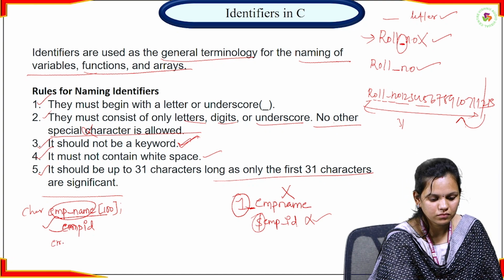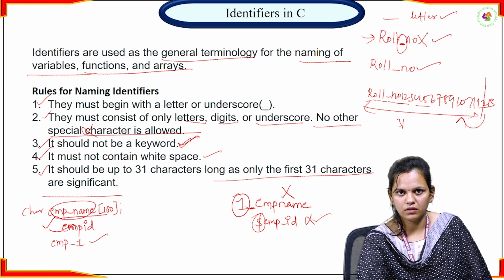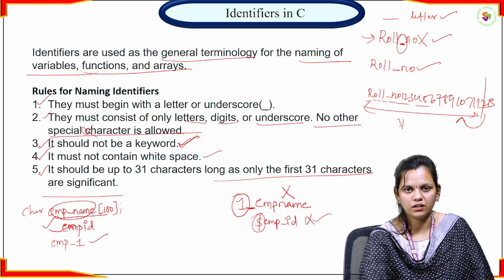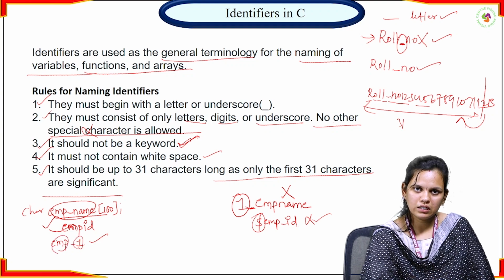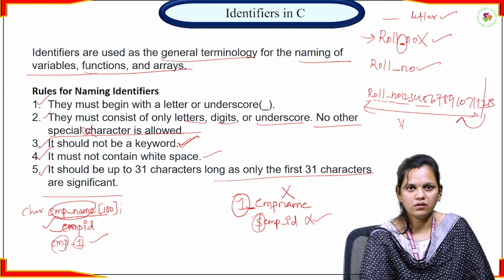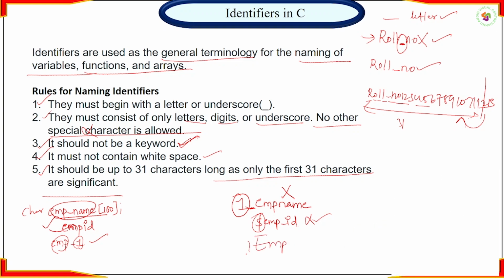I can write this as a valid variable or identifier. This is a combination of digit, underscore and letters. If I start with any of the digits, then this will not be a valid identifier. And if I give any space between two words, this will not be a valid identifier.